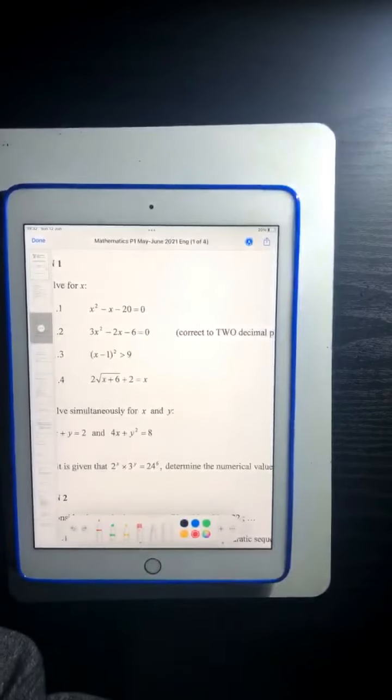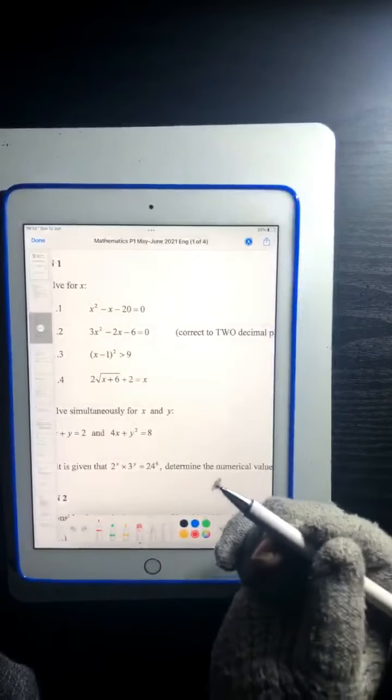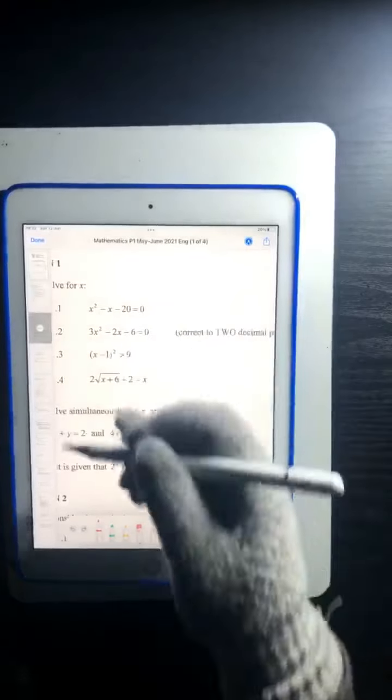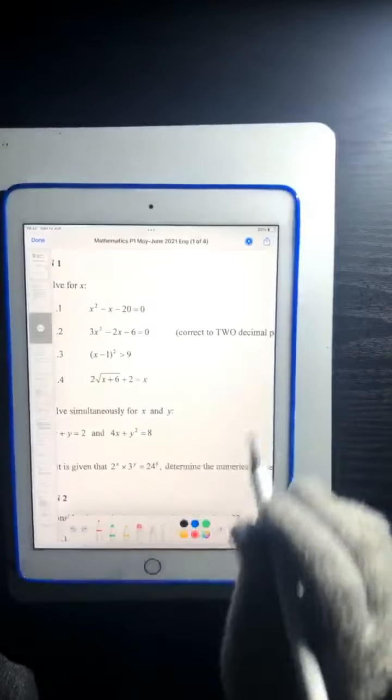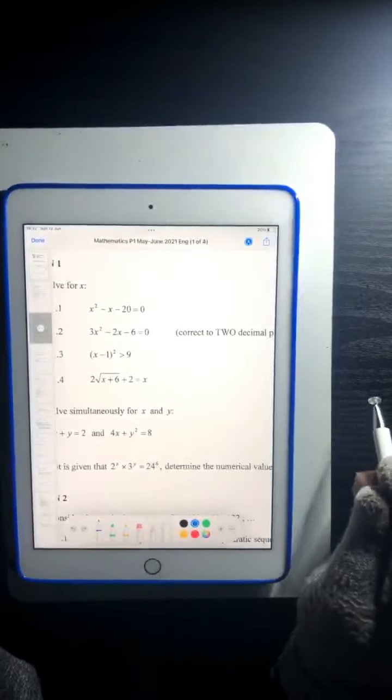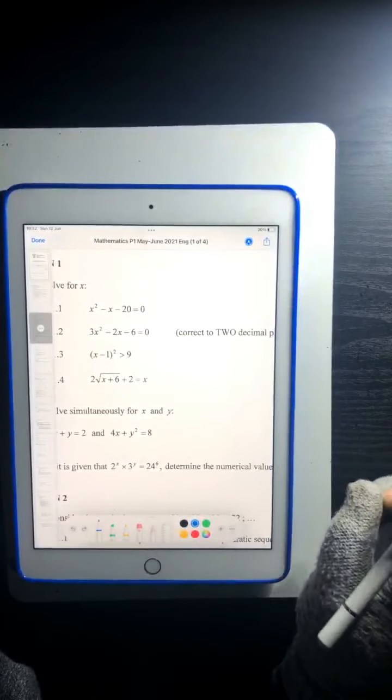Do you now understand why we use this formula and not just write the factors? Yes. It's because the factors are in a form of a decimal, and it's not easy to find factors which are in a form of a decimal. That's why we use this formula. Do you know where this formula is coming from, Ngwanamatlo? Not really.